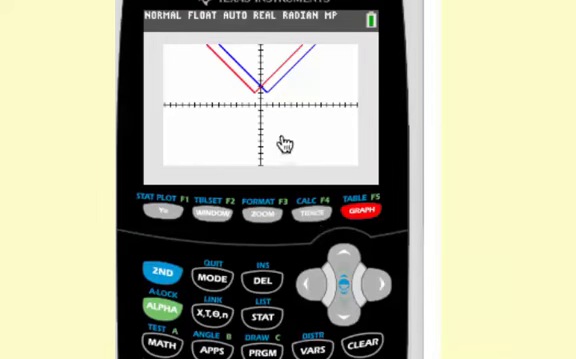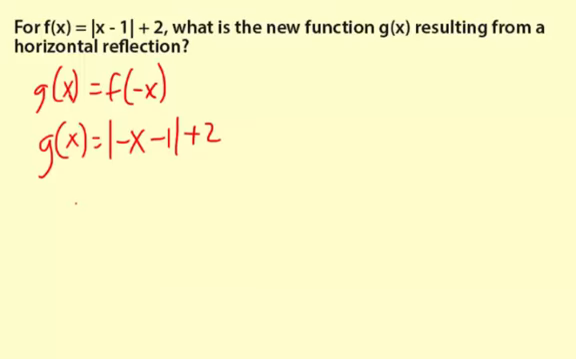Now horizontal reflection is through the y-axis, and that means the y-intercept should be the same for both f of x and g of x, and it is the case. And if you look carefully here, imagine this y-axis as a line of reflection, and the blue function does reflect to the red, or f of x does reflect to g of x. So our g of x function is correct right here. This function caused that horizontal reflection for f of x.